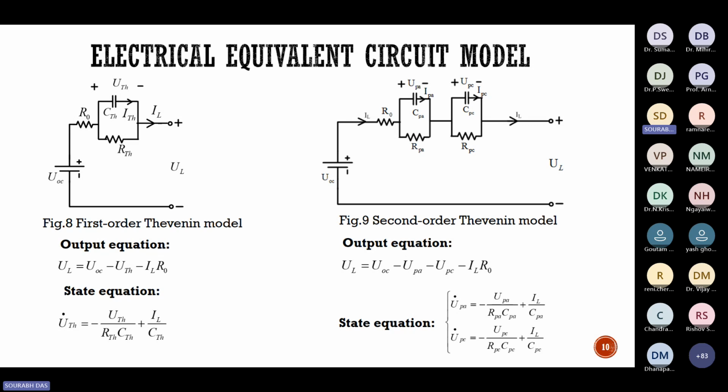And in the 2RC, in figure 9, the voltage drop due to the internal resistance and two RC parallel circuits is called the polarized voltage. UPA is the activation polarized voltage, and UPC is the concentration polarized voltage. And the output and the state equations are shown in the slide.